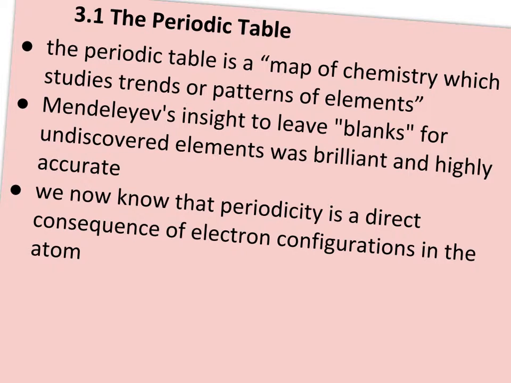And Mendeleev's insight to leave blanks for undiscovered elements was really just incredibly insightful and brilliant, and also really accurate, just spot on as far as elements he knew we would someday discover. So we now know that periodicity is a direct consequence of electron configurations, that's really what gives these chemicals their similar chemical behavior.